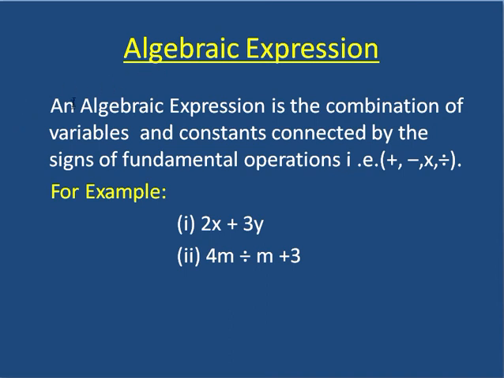Algebraic expression. An algebraic expression is the combination of variables and constants connected by the sign of fundamental operations. And what are fundamental operations? These are plus, minus, multiply and divide. You can see here we have constants, we have variables, and we have also fundamental operations, sign of division, sign of addition. So this one is called an algebraic expression.